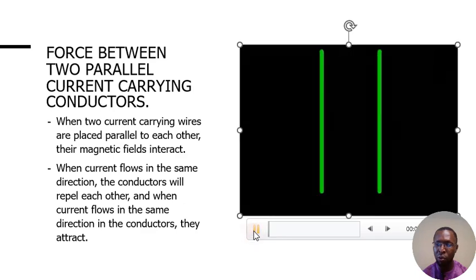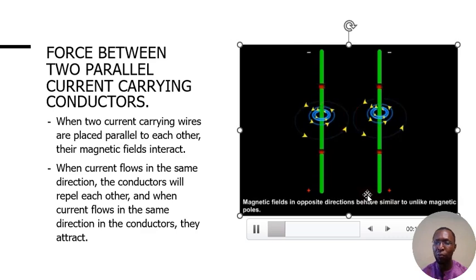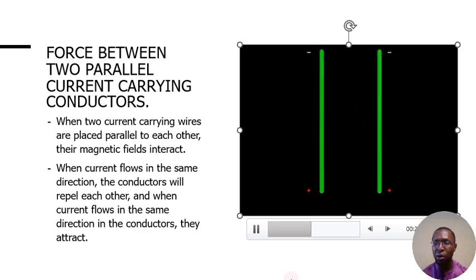Let's see how the video goes. Now in this case, the current is coming from down upward for the two parallel conductors. When this happens, remember that they will generate magnetic field. When they generate magnetic field and they are parallel to each other, what is observed is that there will be an attraction of the magnetic field as seen in the diagram. So when two current carrying conductors are in the same direction, their magnetic fields attract each other.